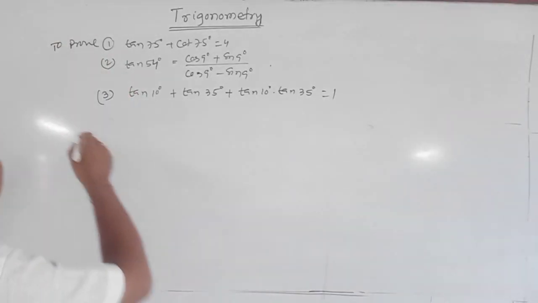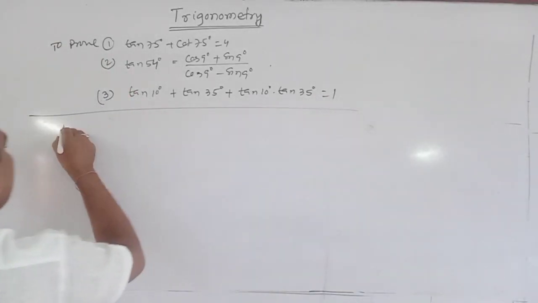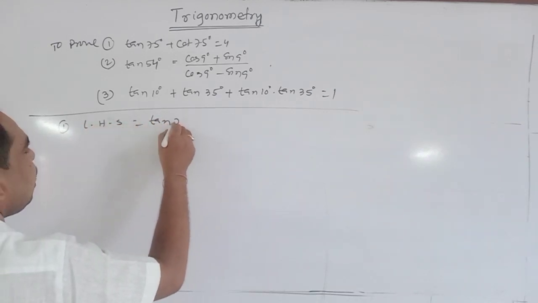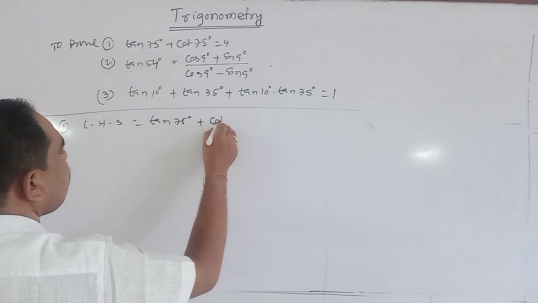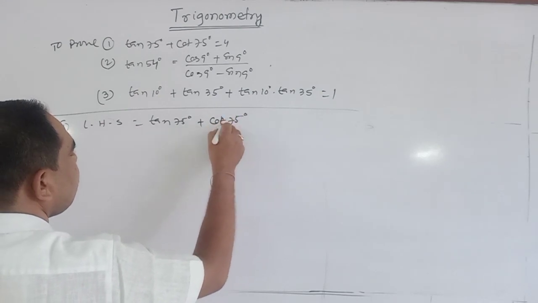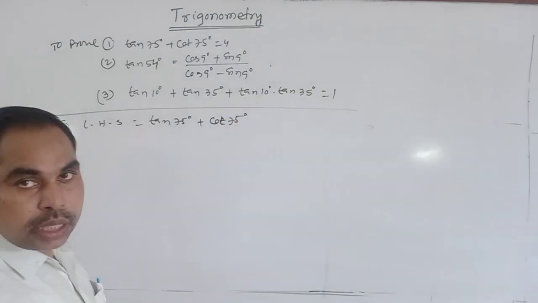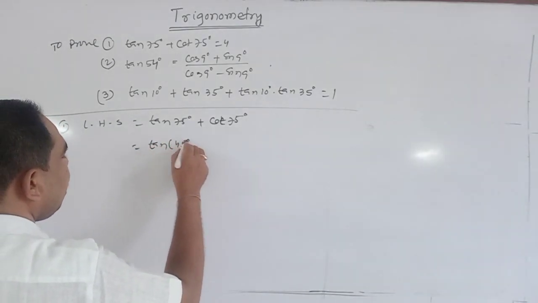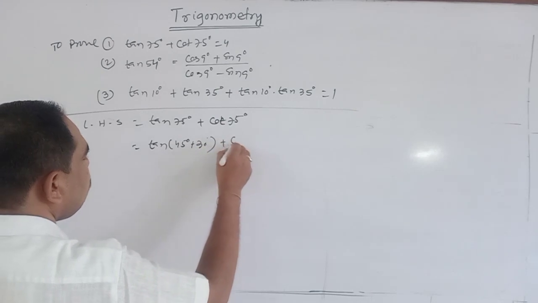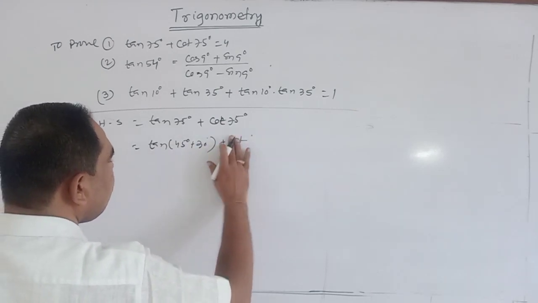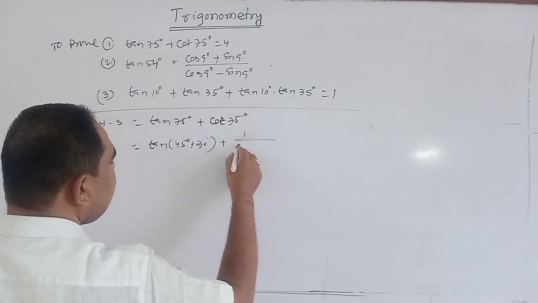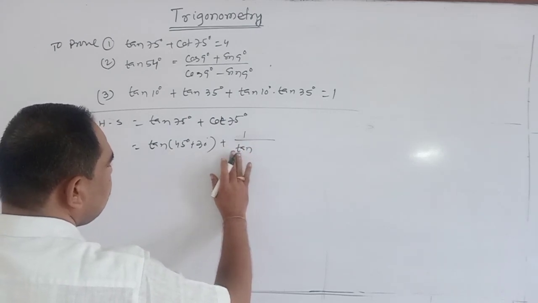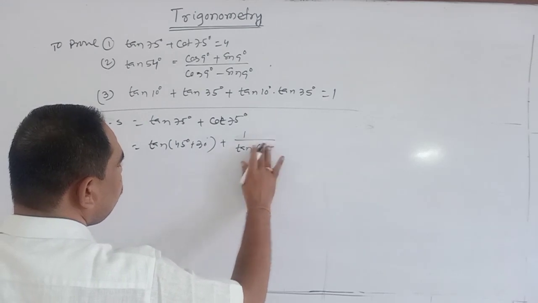Next question, question number 1. LHS: tan 75 plus cot 75. Okay, so tan 75 plus cot 75. This is tan of 45 plus 30. This is also cot of 45 plus 30, which is 1 by tan of 45 plus 30.